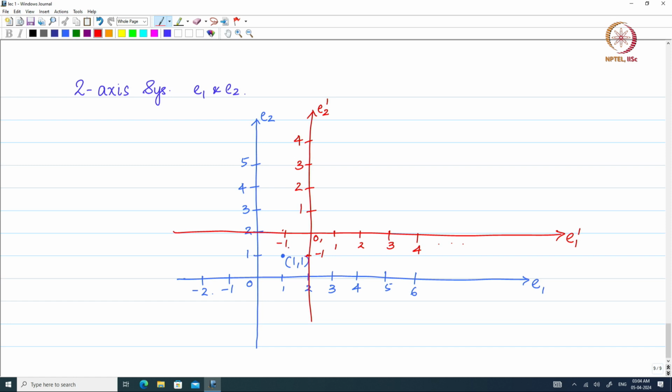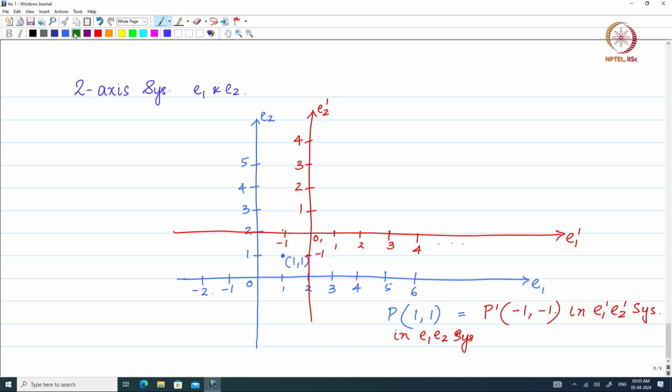1 and so on. What we see interestingly, the point P, which was 1 comma 1 in the E1 E2 system, corresponds to the point, let us say P prime, which is minus 1 comma minus 1 in the E1 prime E2 prime system.